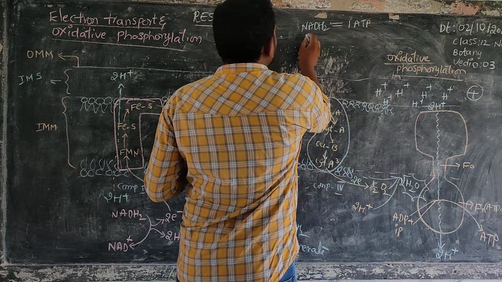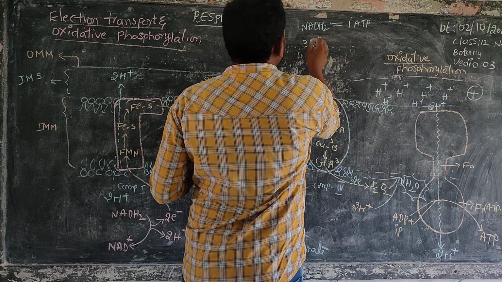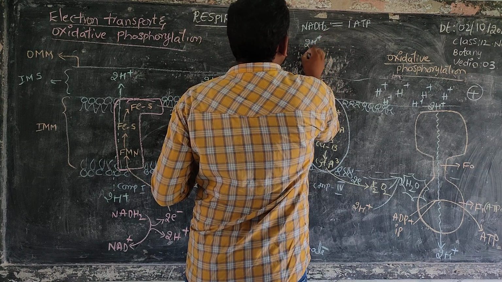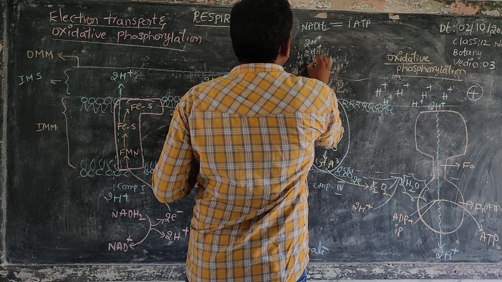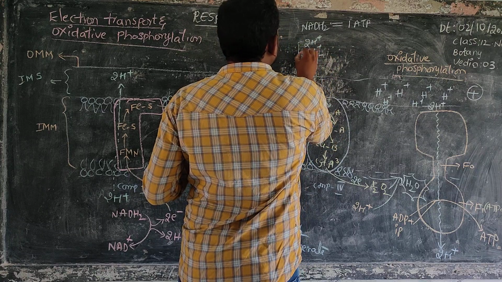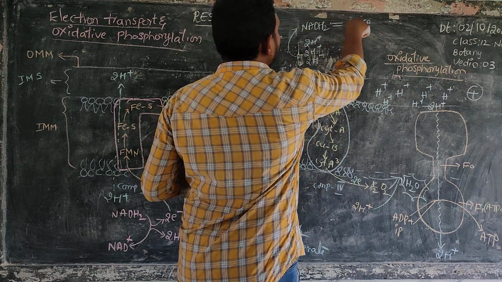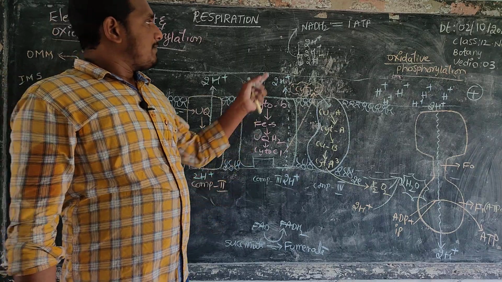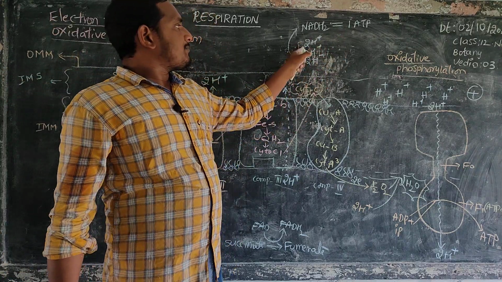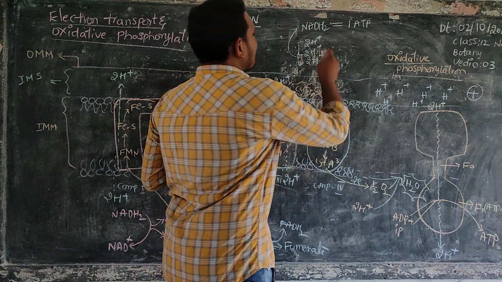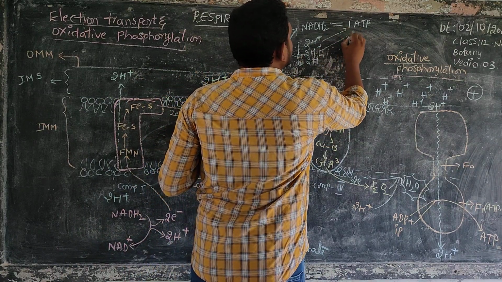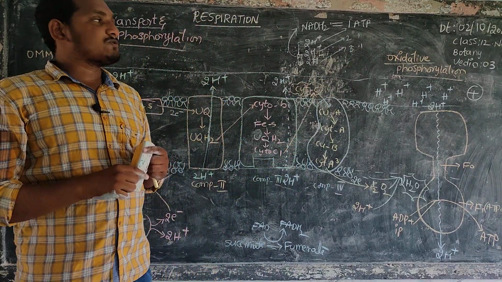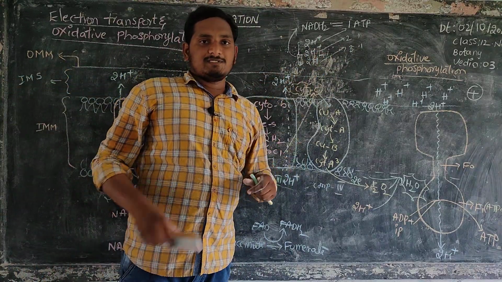It means here 3 protons, it is that proton, these 3 pairs of protons make up 1 ATP. One pair, 1 ATP, second pair, second ATP, third pair, third ATP. 3 protons to make up 3 ATPs.